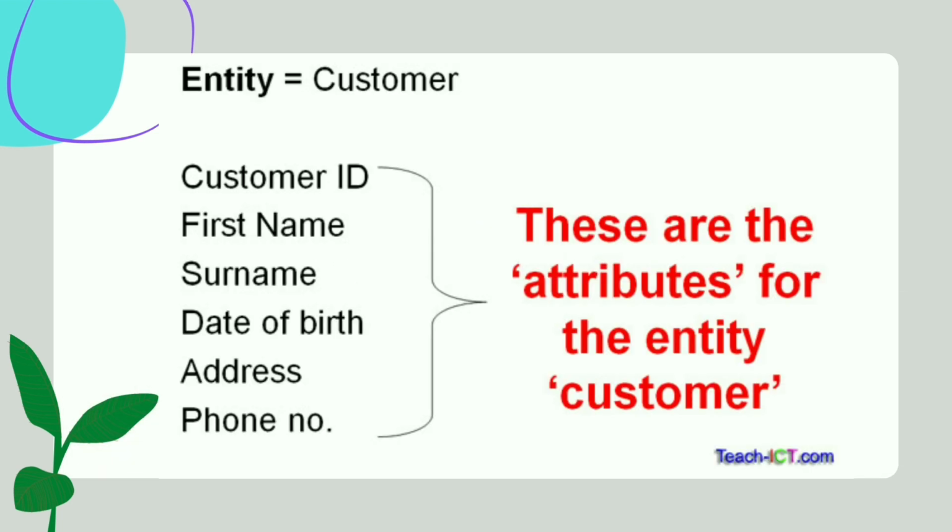Another example of an entity is a customer. Customer ID, first name, surname, date of birth, address, and phone number are the attributes for the entity customer.